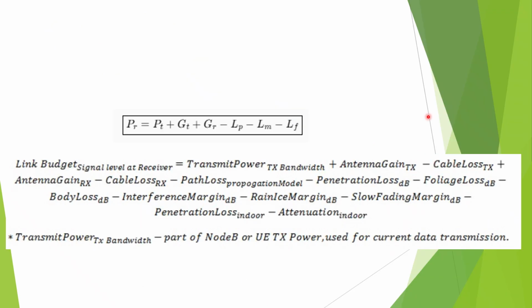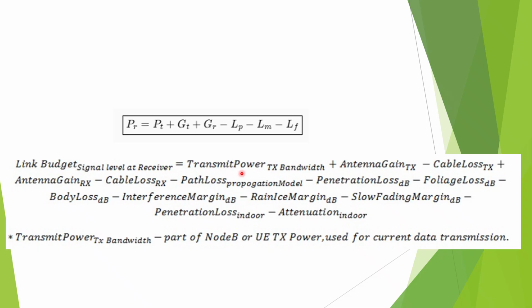So the general equation for calculating the received power is PR equal to PT plus GT, where PT is the transmitter power, GT the transmitting gain, and GR the receiver gain, all additive components, and from this we can subtract the losses: path loss, then medium losses and the free space losses. For the 5G network, this equation is modified into the link budget, the signal level at the receiver, by including all parameters.